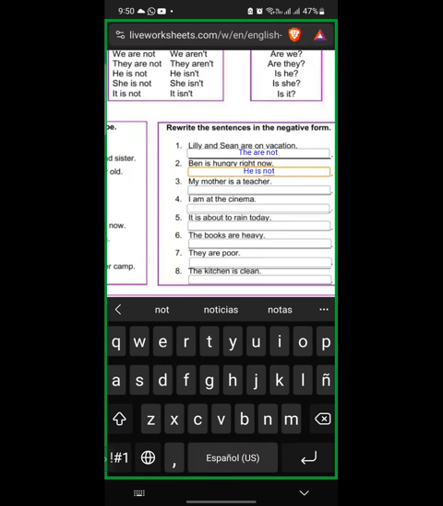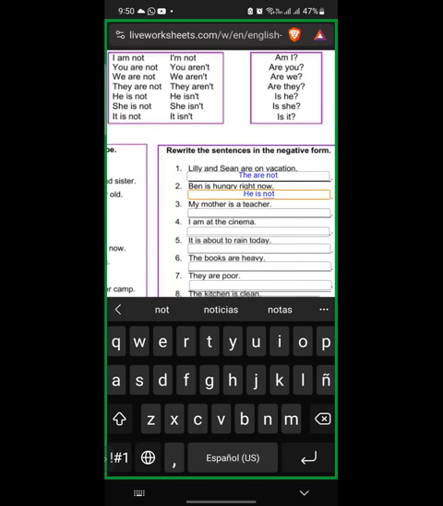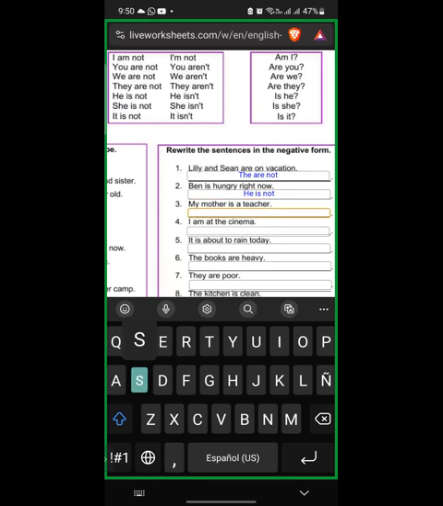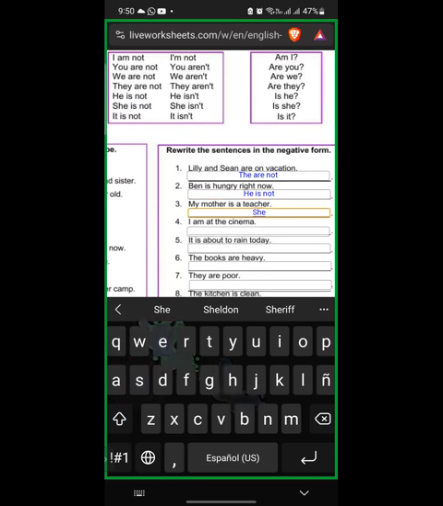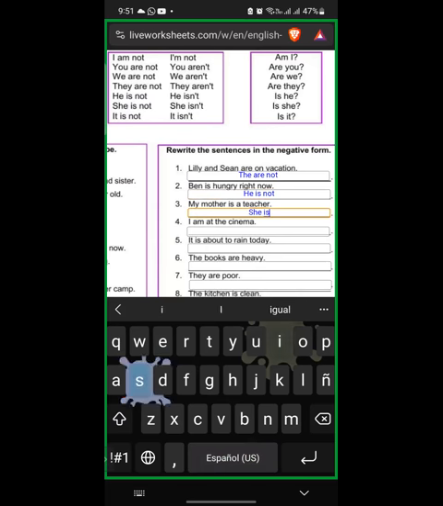Va, my mother is a teacher. Mi madre es una maestra. Pero como sería negativo, ¿va? Y es ella, sería. She isn't. Is not. She isn't. She is not.